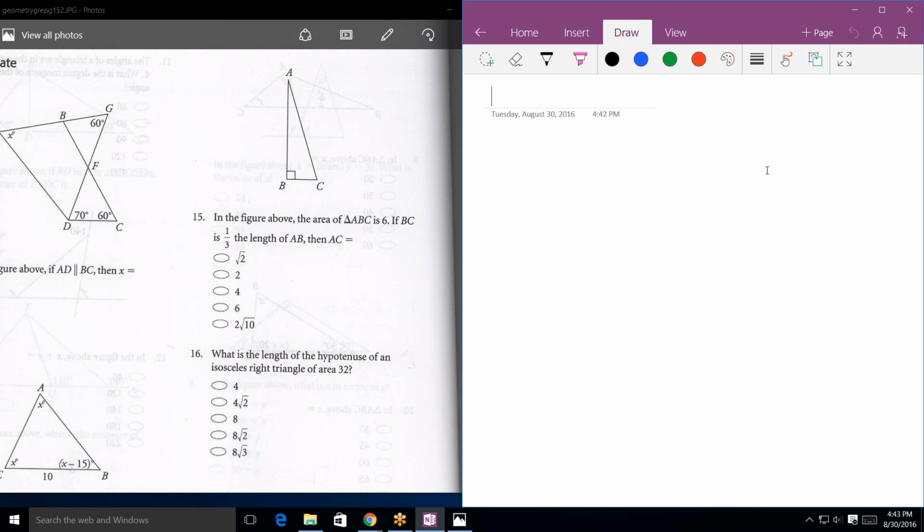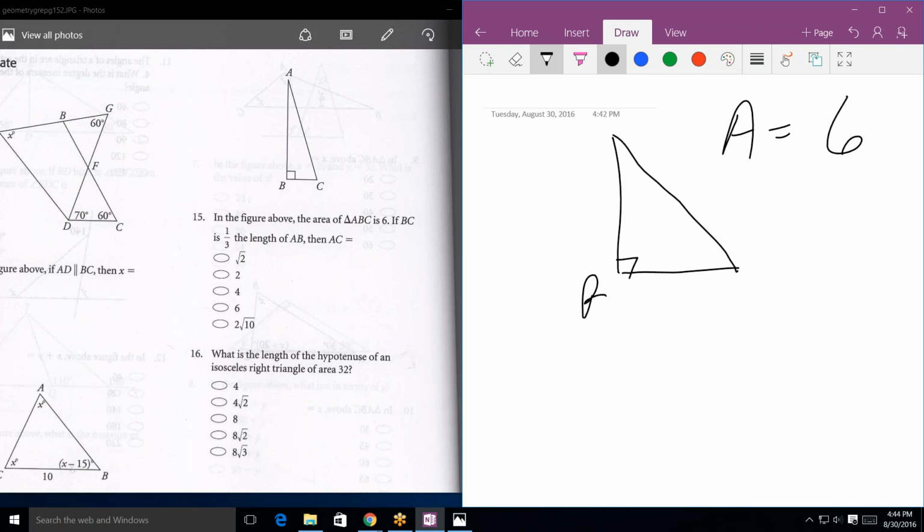So let's look at 15. Here we have a right triangle whose area we know. Area equals 6. BC is 1/3 the length of AB. So I've already figured out the lengths of AB and BC. BC is one unit, and AB is 3 units. It's the area of that triangle you just gave me.